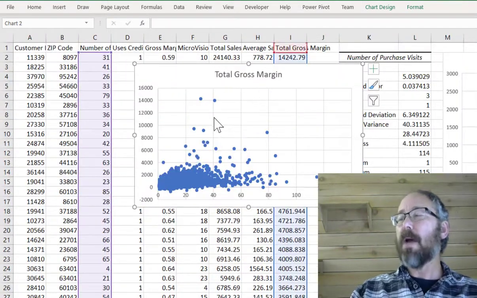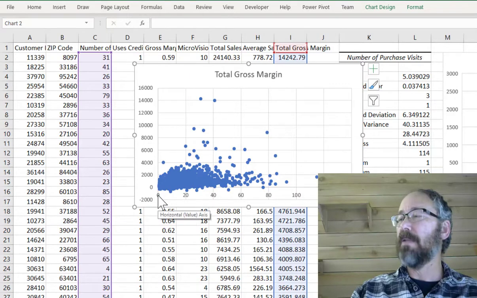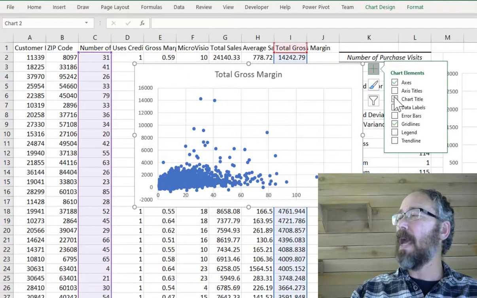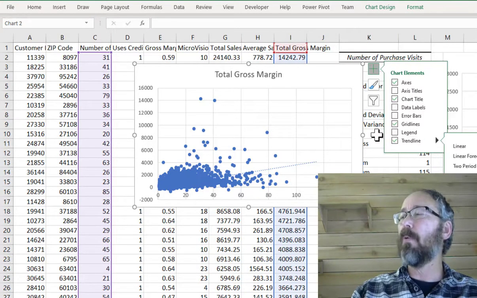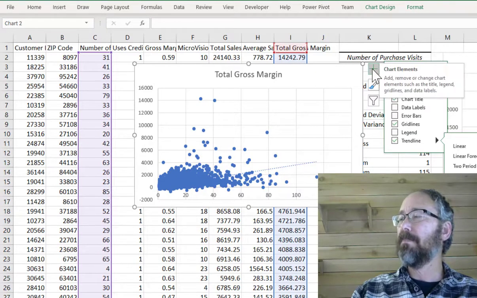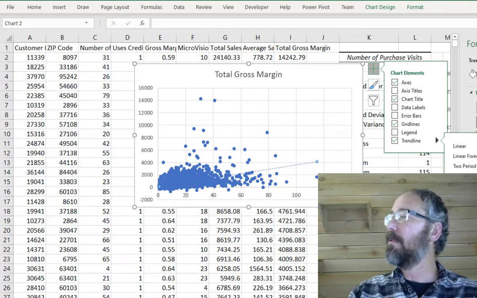So once I set that up, I have my scatter plot with my total gross margin on the y-axis, and then the x-axis is the number of visits. And then I can add a trend line. Now notice that when I add a trend line, it defaults to a linear trend line. Excel has other options, but we're working with a linear regression, so we want that linear trend line. And also notice that it's not the color and size that we want by default.